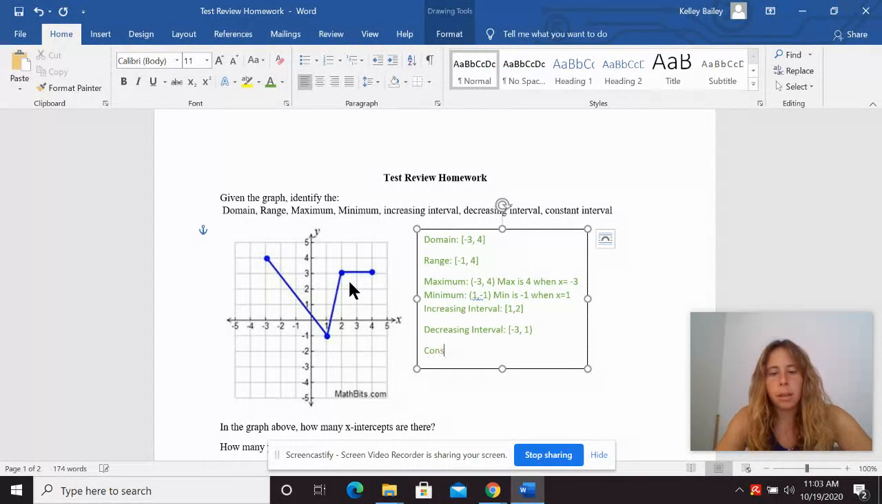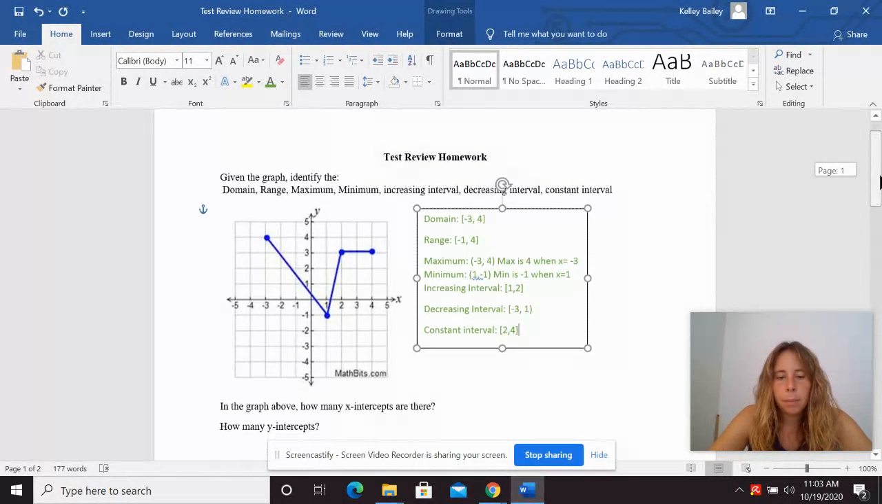What else? Oh, constant. Where is it constant? That means it's neither decreasing or increasing. Yeah, from 2 to 4. Where's my back? Yeah, there we go. From x equals 2 all the way to 4.